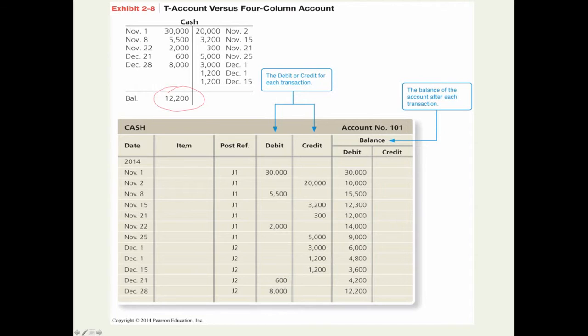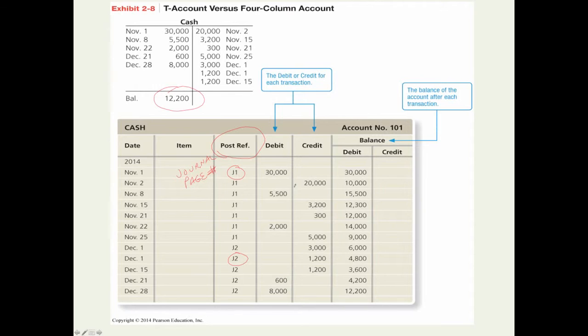The informal T account, this is the balance of cash, does not have any posting references. We just have dates. Here, in the more formal account, the item could be used if you need to explain any transactions, but the posting reference here is the journal page number. So this is journal page 1, general journal page 2. So we can track back to that journal to find the actual entry.